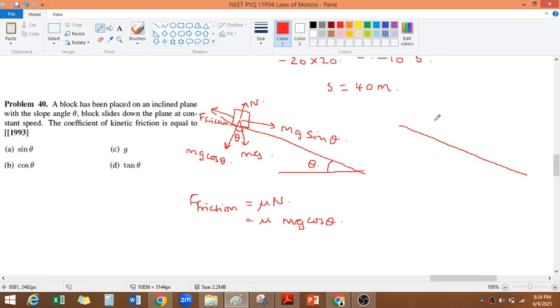If you have any doubts, please raise your doubts. So mg will always be acting vertical. Normal reaction will always be acting perpendicular to the surface. So that means if this is theta, this will be theta. Any doubts here? If you don't know this basics, you cannot do these kinds of problems.